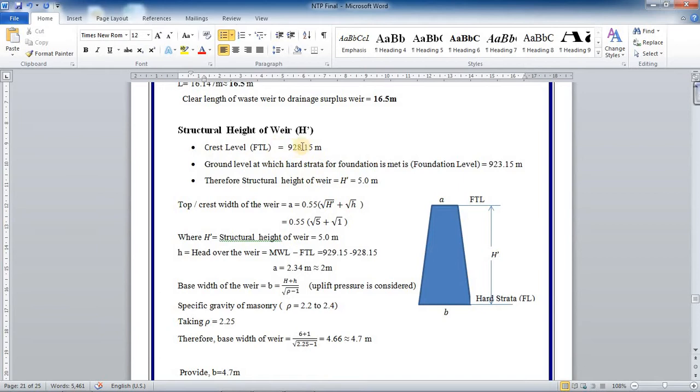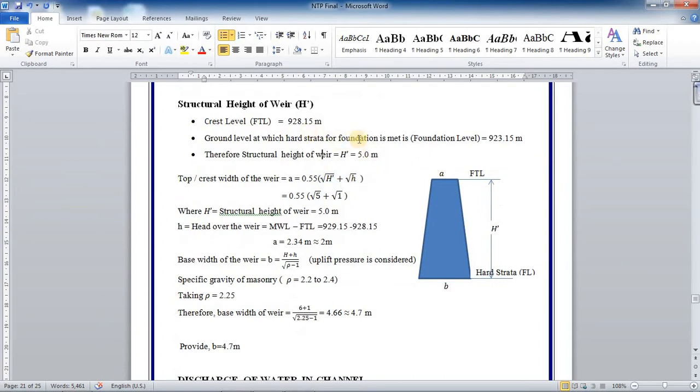That depends upon the FTL and the hard strata level. The full tank level is 928.15, and the hard strata for the foundation, let us consider as 923.15 at the site, and therefore the structural height will become 5 meters. So 928.15 minus 923.15 will be equal to 5 meters.